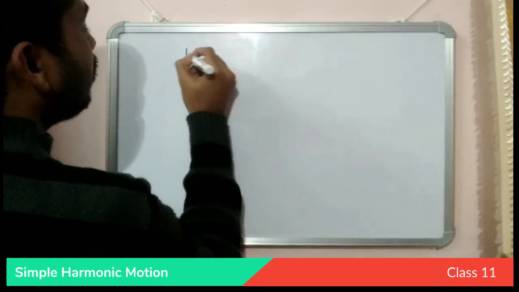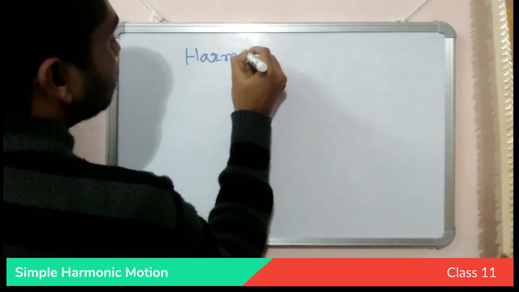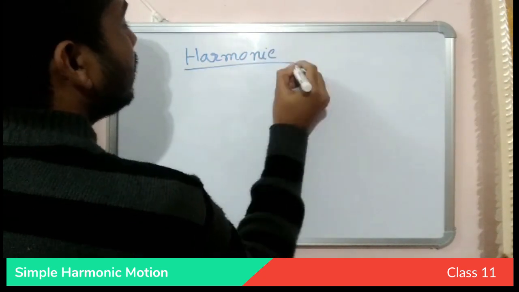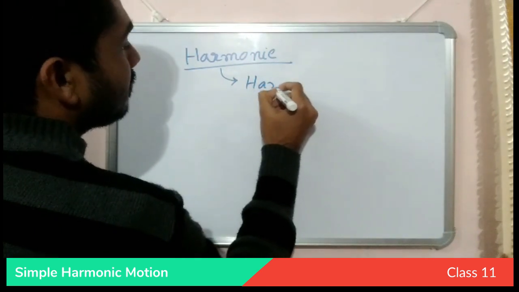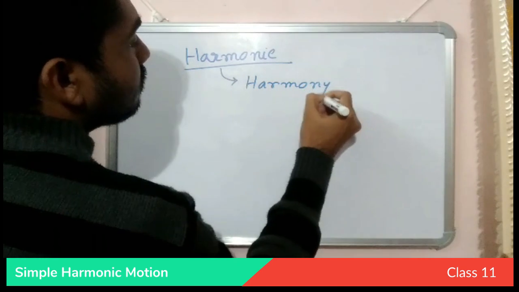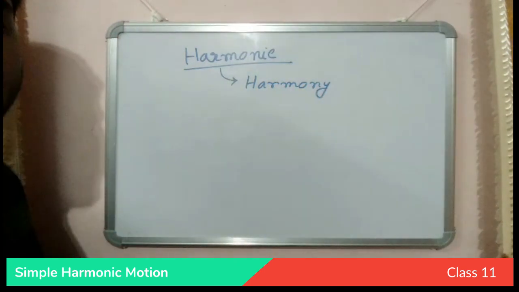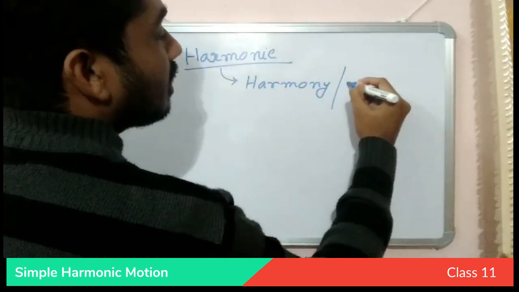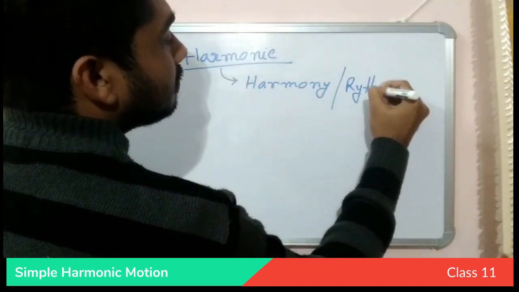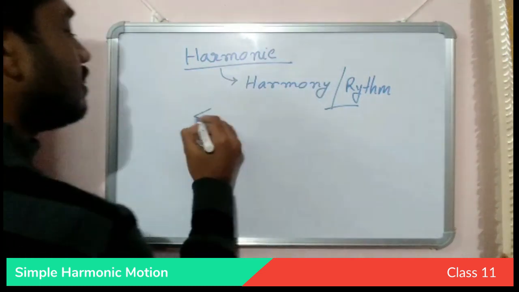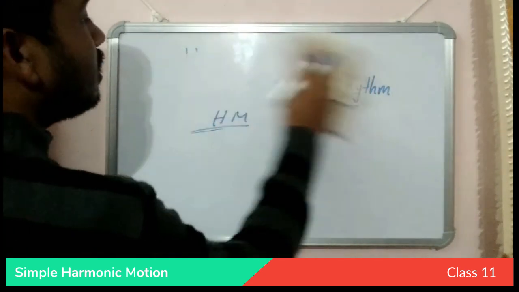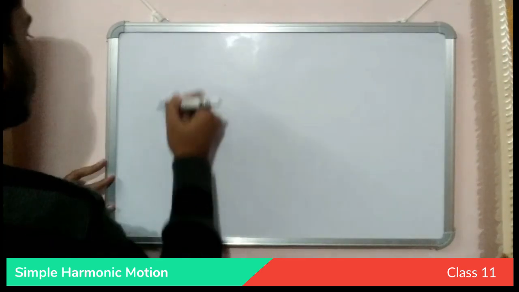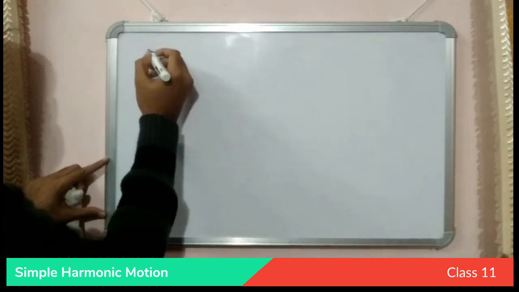The term harmonic depicts another term, that is harmony. So the motion which has a harmony or a special kind of rhythm, that is simple harmonic motion. So at the start, what is harmonic in this motion? Let's start with the topic: what is periodic motion?